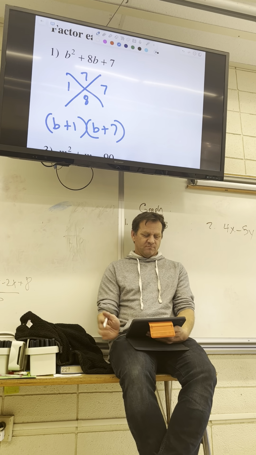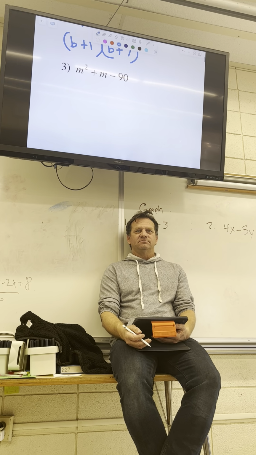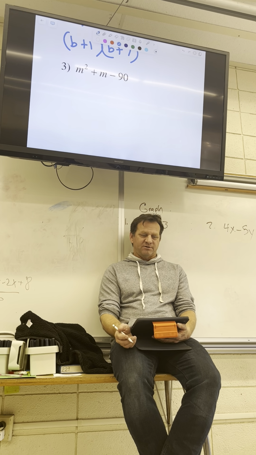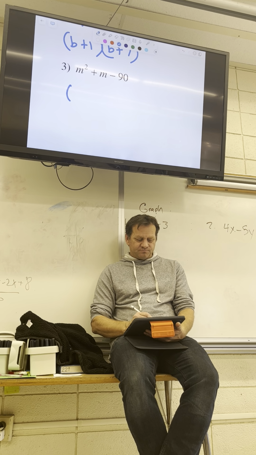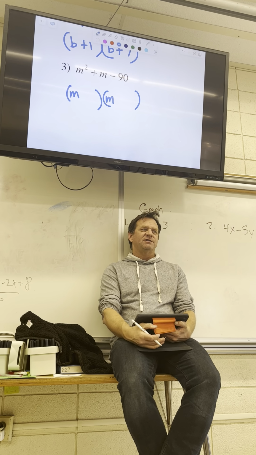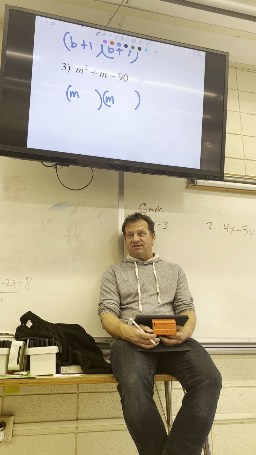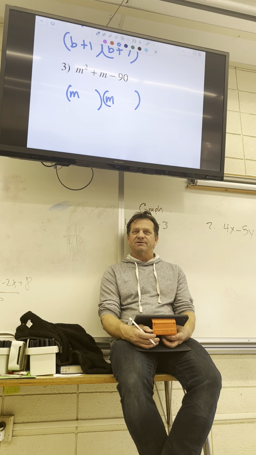All right, this is a good one because it's not one that you just instantly think of, but we know it's going to be m times n. And then what we're trying to do is think of what multiplies to negative 90 and adds to positive 1. What multiplies to negative 90 and adds to 1?